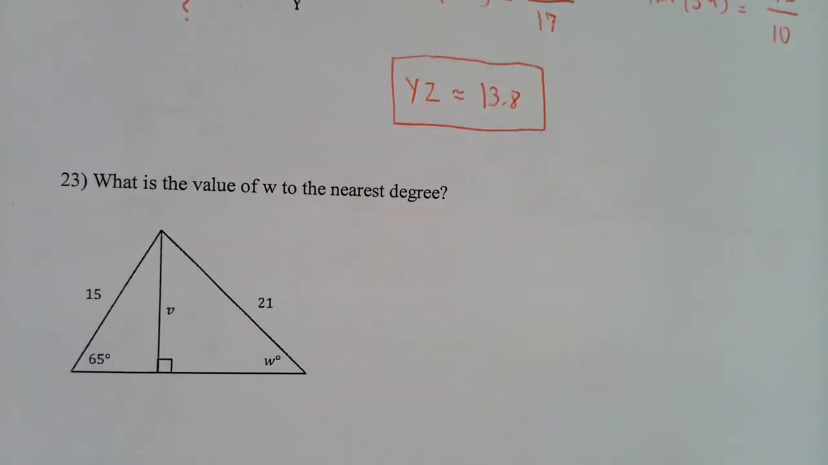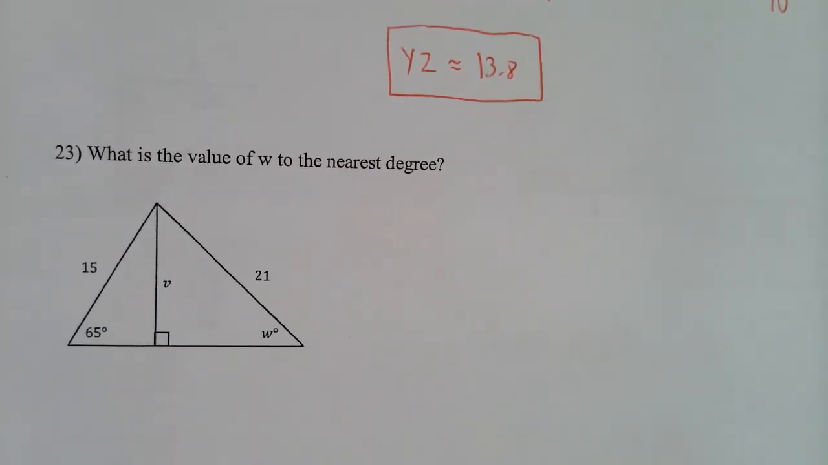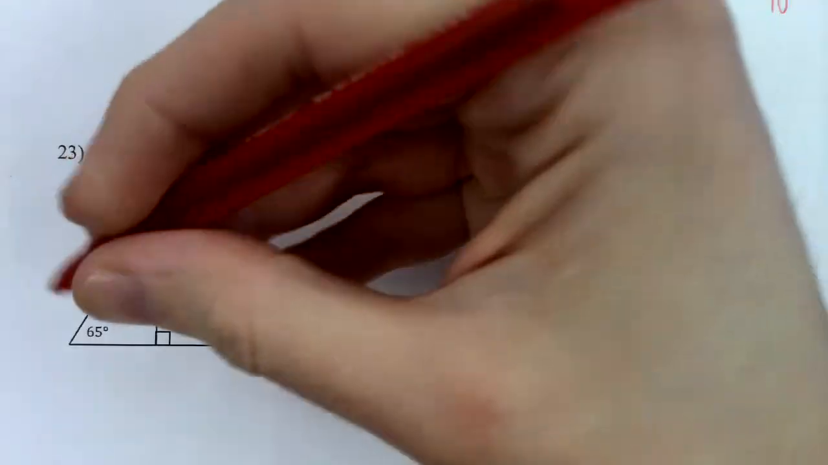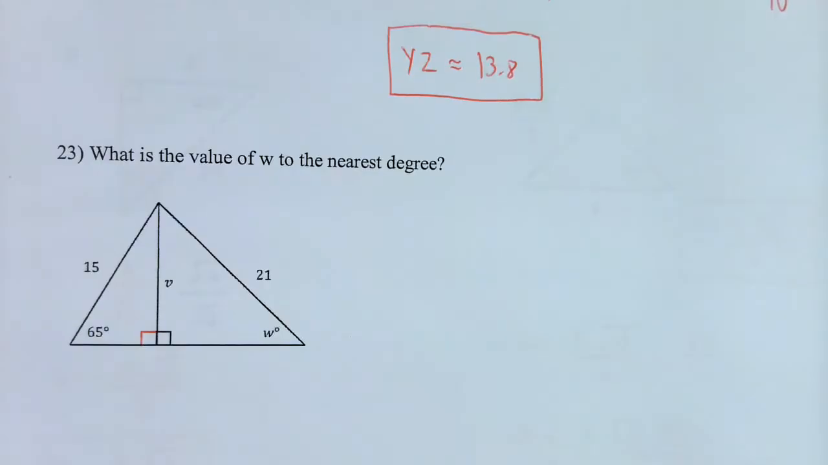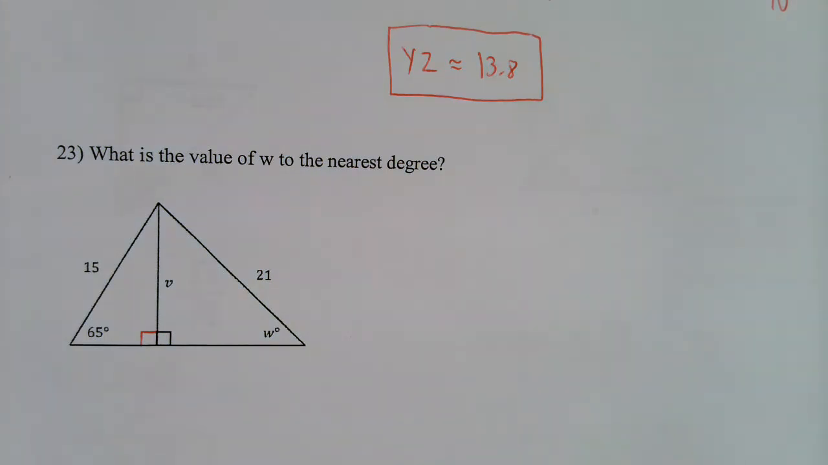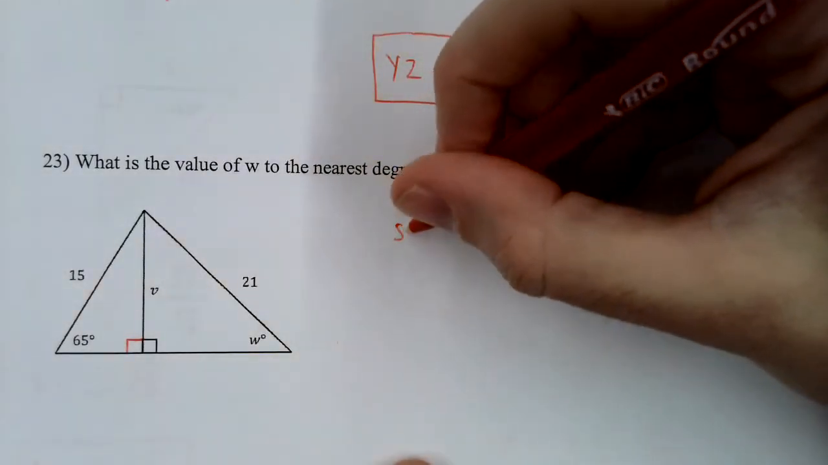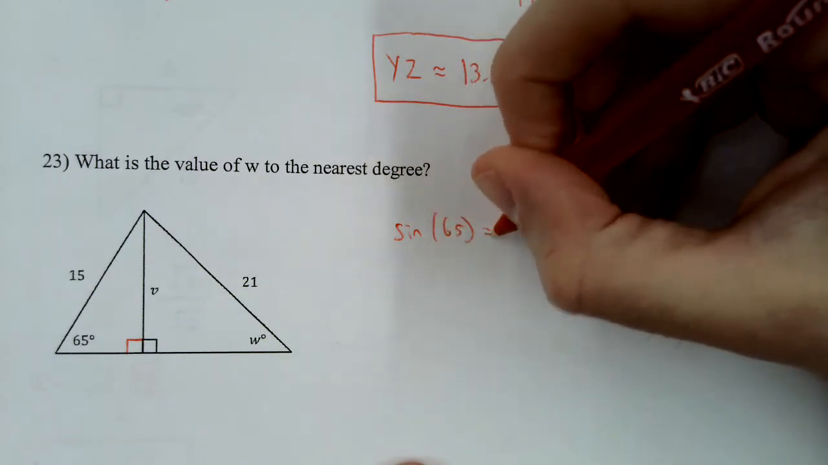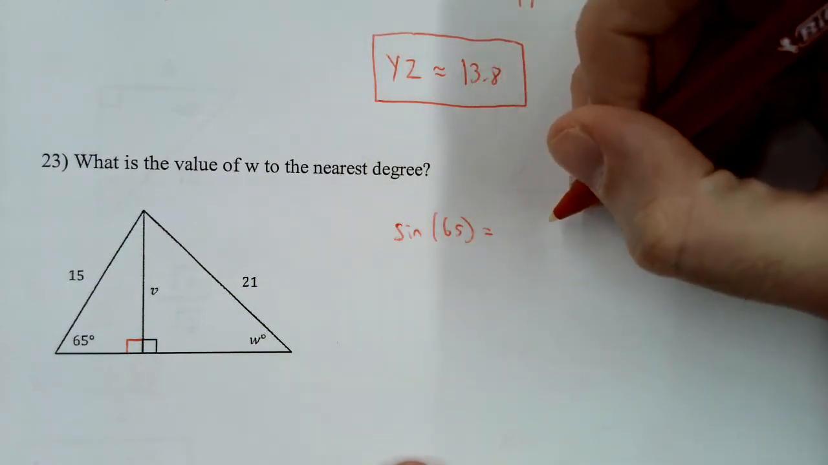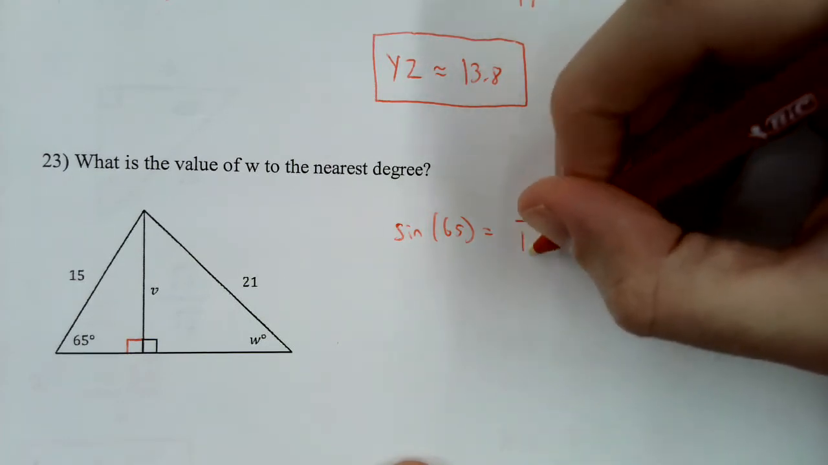Find the value of w to the nearest degree. All right. So this is actually a tricky question. In order to find w, you need to know v first. Okay. So since that's a 90-degree angle, this one's also 90. So our game plan is solve for v, and then we can get w. So to solve for v, let's focus on the triangle on the left. And let's say sine of 65 degrees equals opposite, which is v, over hypotenuse, which is 15.